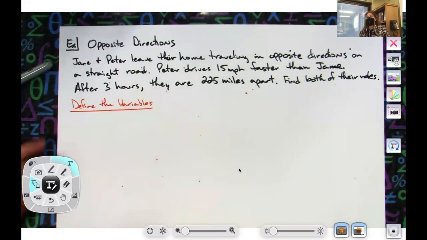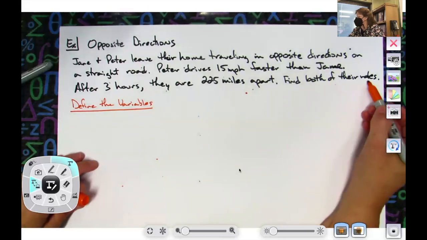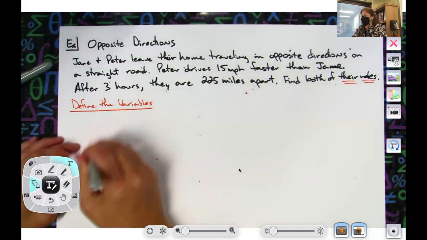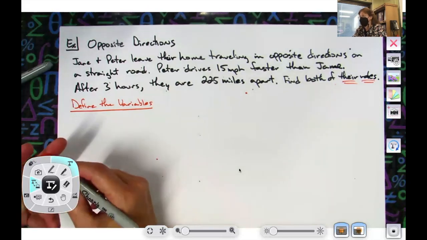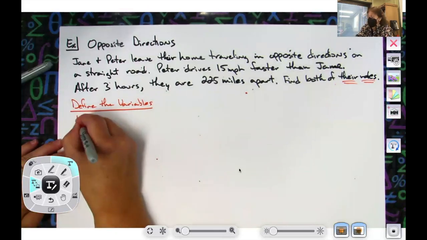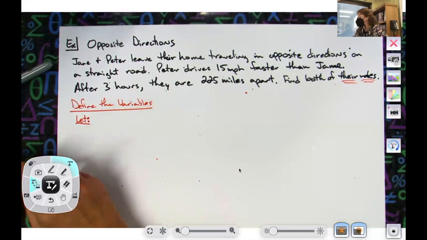All right, where do you look when we define the variables? You look at the question, all right? This says find both of their rates. We're finding both of their rates. So when I define their rates, I'm going to have Jane's rate, Peter's rate? Yeah, I've got to define both their rates. All right, so we're going to let, since we've been kind of creative with our t today, what could we let rate be? Rate could be r, okay?